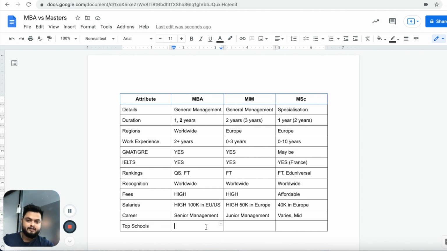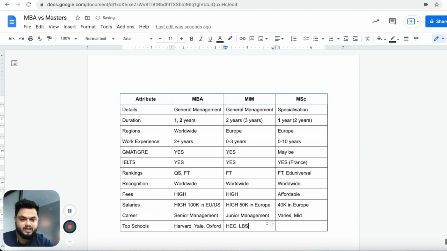Top schools, well, the final section. If I talk about top schools for MBA, it would be Harvard, it would be Yale, it can be Oxford. But again, there are many colleges in many locations, so you can just go for an MBA there. MIM, as I said, is predominantly in Europe, so I would mention top schools for MIM from Europe. In fact, if you Google the top 20 or top 25 or top 100 MIM programs in Europe, or worldwide, you would still find close to 70% of the MIM programs are European programs.